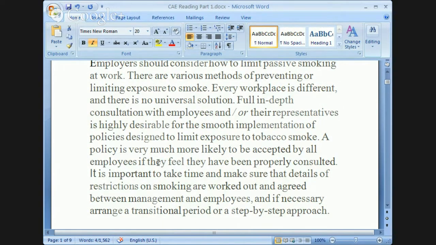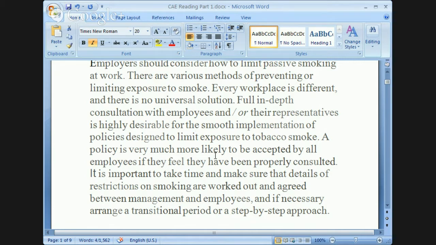Maybe who isn't smoking. No. Who is it for? Who's supposed to read this, in other words? Employee and employer. Probably employer. Yeah.